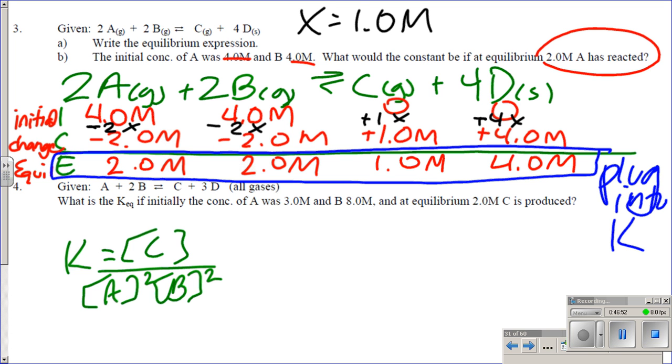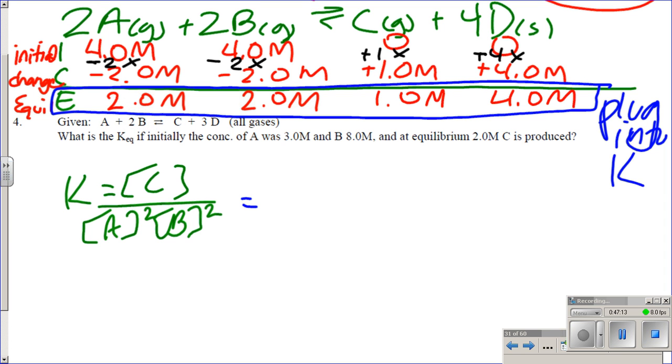Tell me, what is K called again? Equilibrium constant. It's not called the initial constant. It's not called the change constant. It's called the equilibrium constant. So you have to have values from equilibrium to plug in there. So you see why you have to make the ICE box to get down there? Okay, so plug those in and tell me what you get.